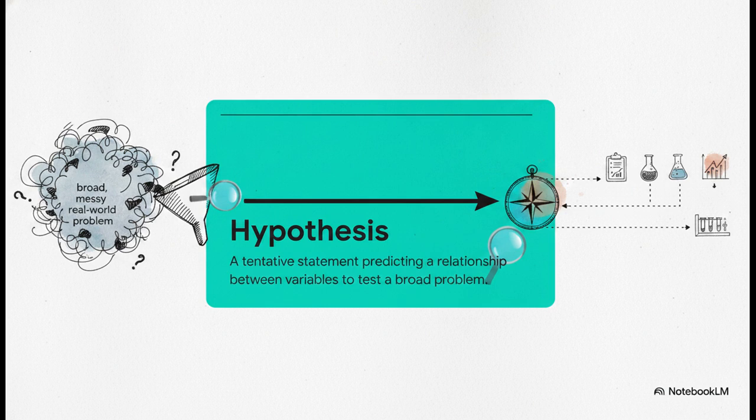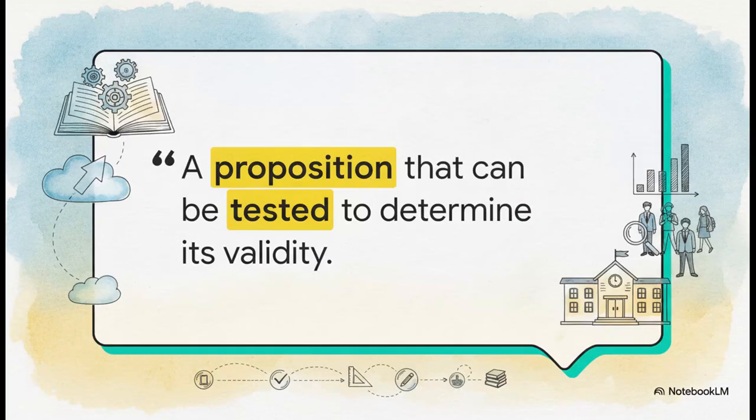According to renowned researchers Kerlinger and Lee, this isn't just a random guess you make over a cup of coffee. No way. It is a carefully formulated proposition. It has to be based on existing theory, previous research, or solid logical reasoning. This tentative statement becomes your compass. It directly guides your data collection, dictates your choice of research methods, and ultimately sets the entire stage for your final analysis.